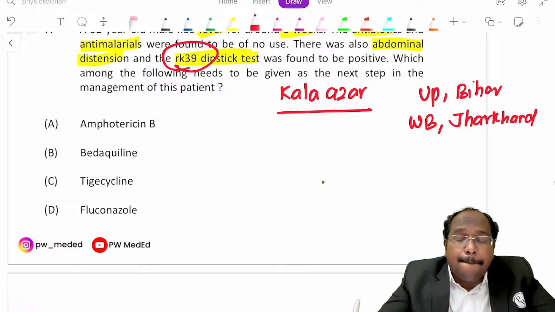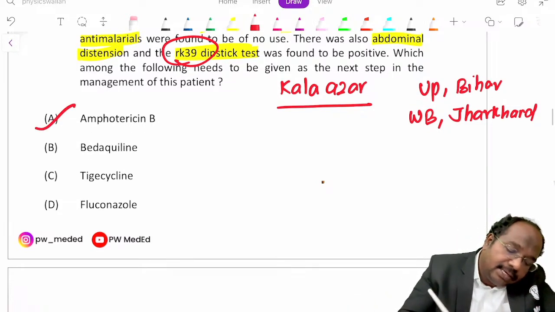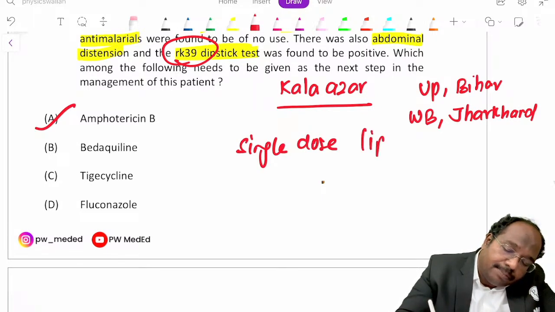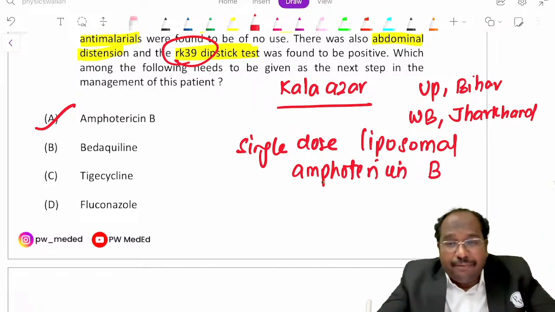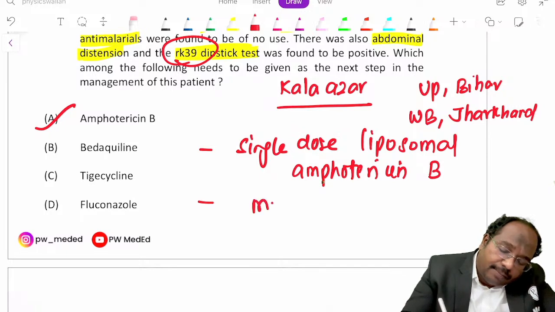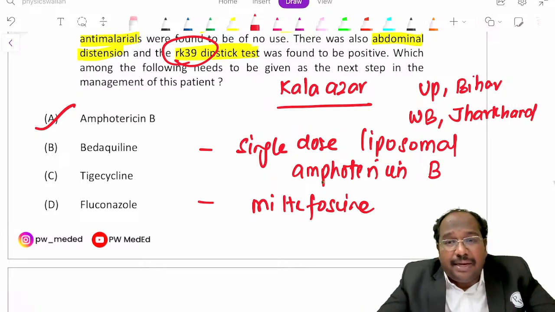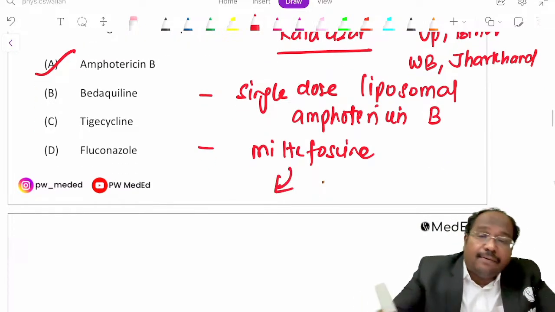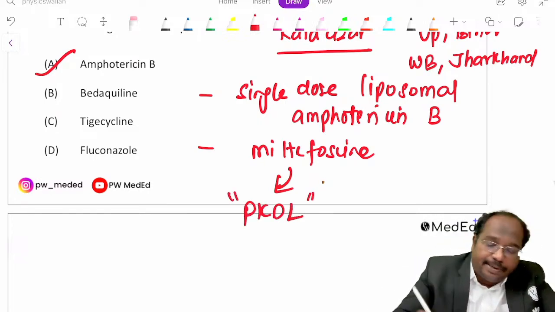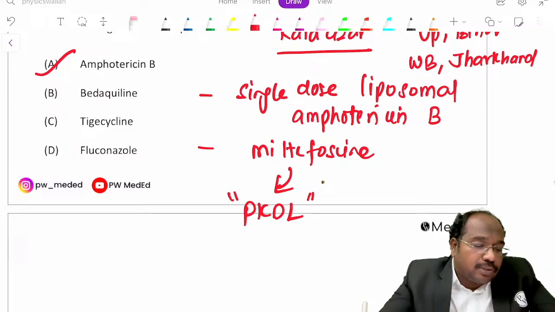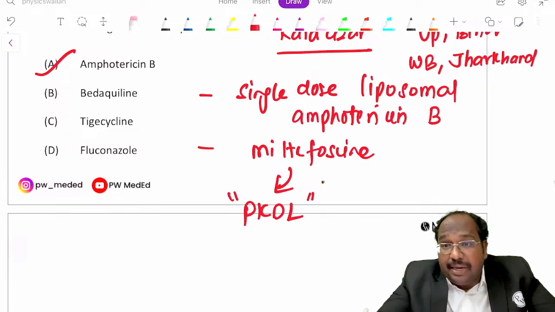The answer is a single dose of liposomal amphotericin B, which is the drug of choice. We have another drug also available, miltefosine. Where do we use this miltefosine? In PKDL, post-Kala Azar dermal leishmaniasis. It is being used there. For post-Kala Azar dermal leishmaniasis, we use miltefosine.